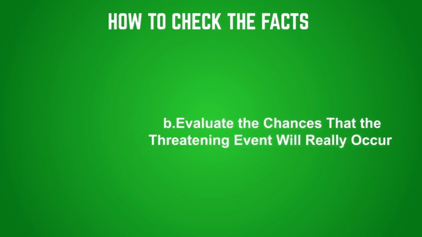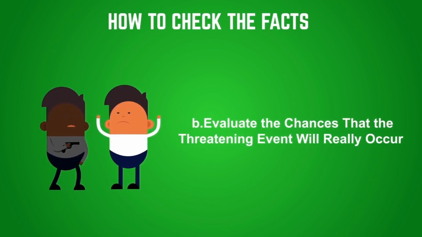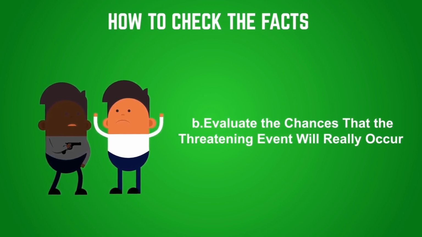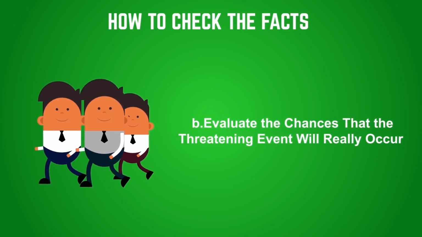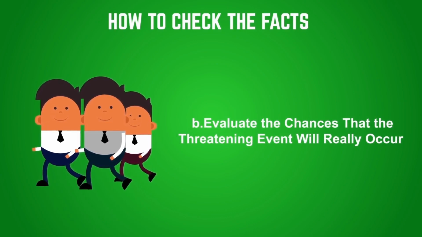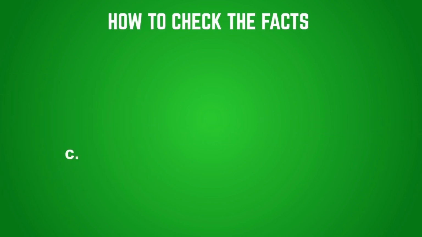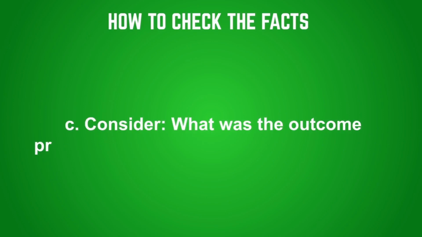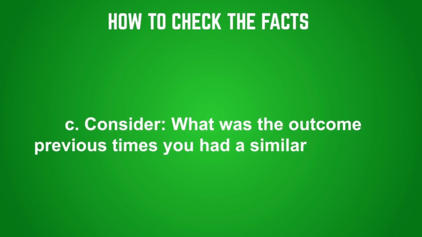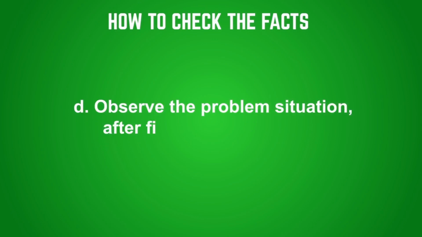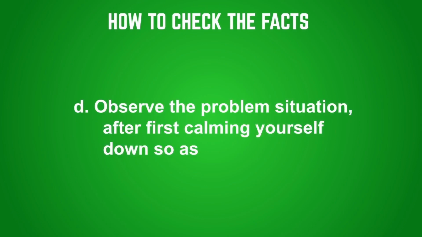For example, you think, "I'm going to be robbed," when you see two men walking towards you on a street at night. Evaluate the chances that the threatening event will really occur by observing if there are other people around, if the men are carrying weapons, and so on. Consider, what was the outcome previous times you had a similar thought? Observe the problem situation after first calming yourself down so you can see clearly.